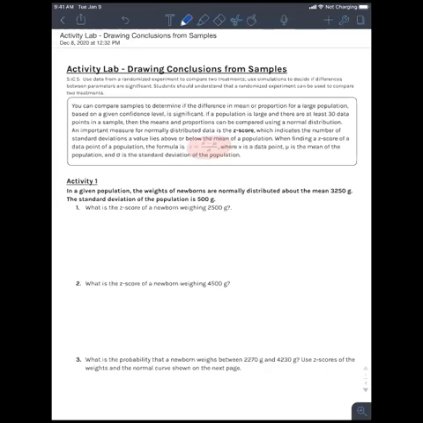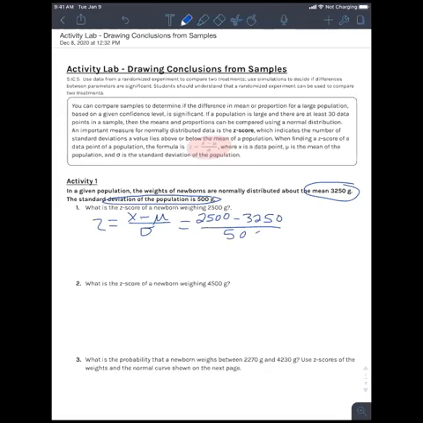Okay, let's calculate the very first one. So we're doing Z equals X minus mu over sigma. In this case, we want to find the z-score of a newborn weighing 2,500 grams. So X is going to be 2,500. Our mean in this question was 3,250, and our standard deviation is 500. Are we cool with that? Nothing too crazy?